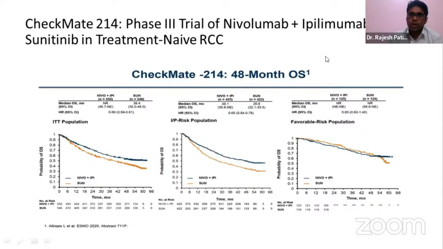So the evidence with IO combination came from the CheckMate 214 study, and in this they compared with sunitinib in treatment naive renal cell carcinoma patients. In high risk patients, the median overall survival was 48.1 months versus 26.1 months, and the curves were well separated. But in favorable risk populations, the curves were overlapping and median OS was not reached. So IO combination has given more benefit in high risk patients compared with the favorable risk population.